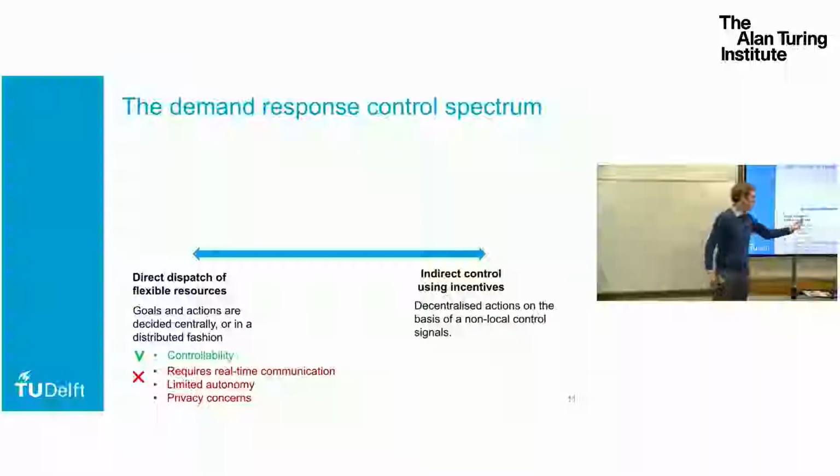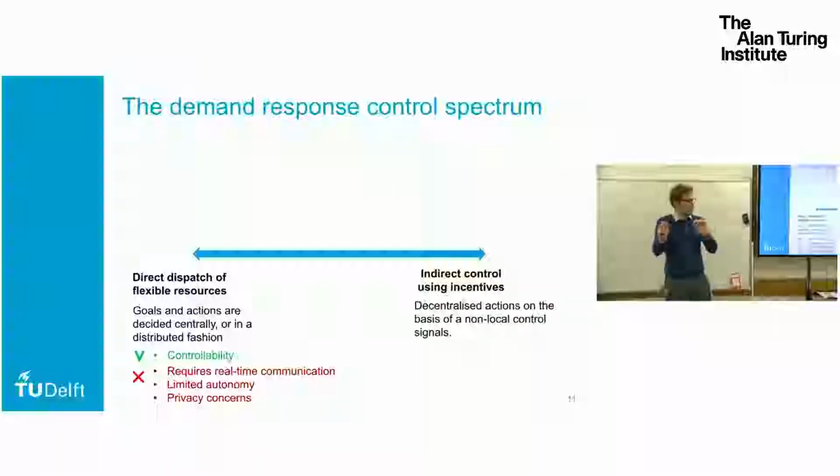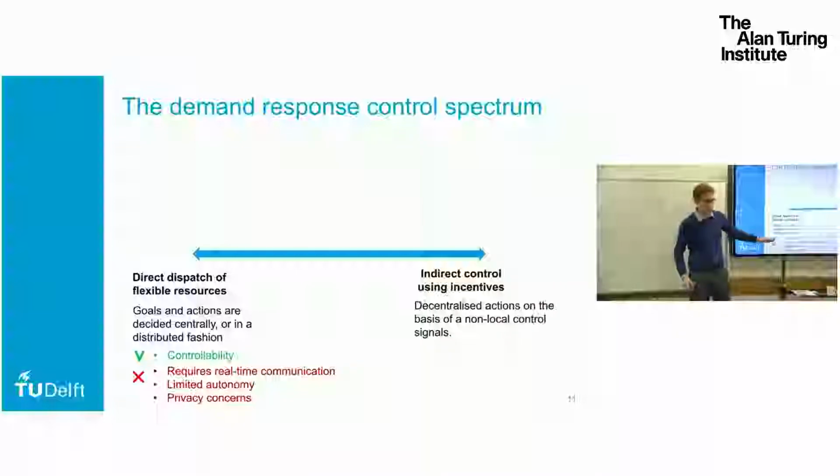Or, on the other end of the scale, we have a big central optimizer that receives state information from all appliances throughout the grid, then runs an optimization and instructs every appliance exactly when they can turn on and have to turn off. This is great because it's super controllable. You can do whatever you want, but people may not like it, and you are really dependent on real-time communication.